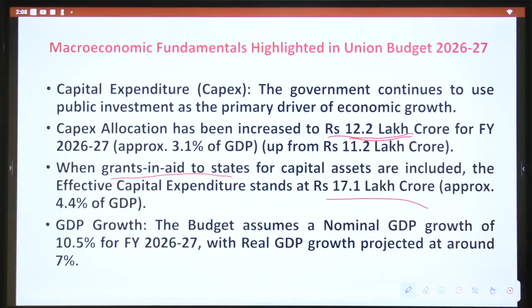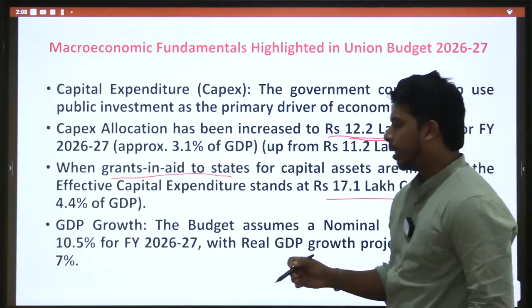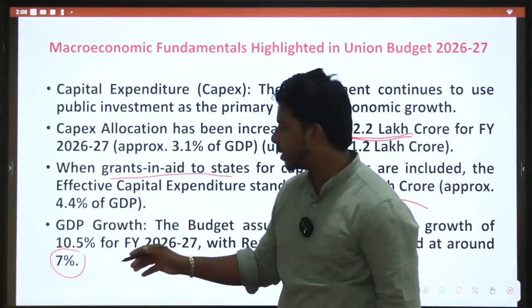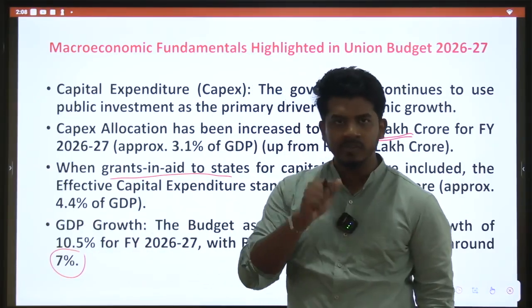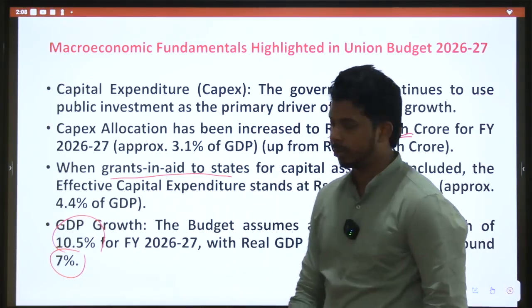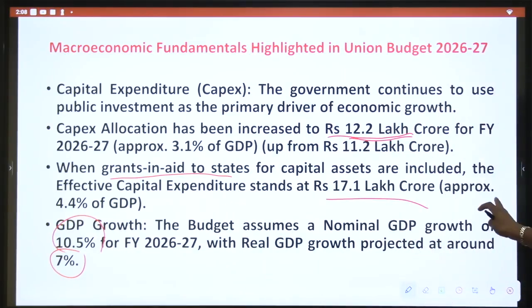The GDP growth, as I told you, real GDP, without inflation. Real means inflation is not included, and it is 7%. When I include inflation, the prices also increase. Nominal GDP growth is 10.5%.